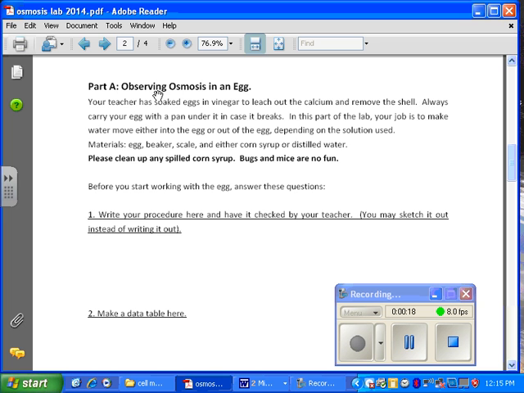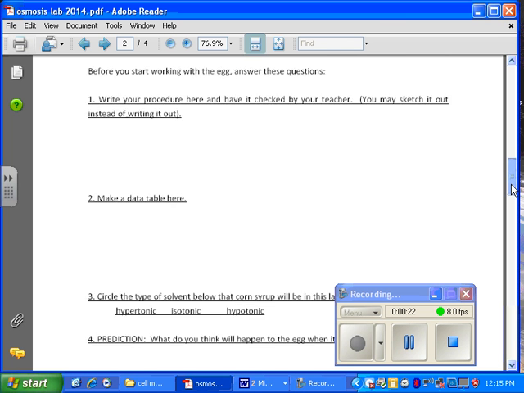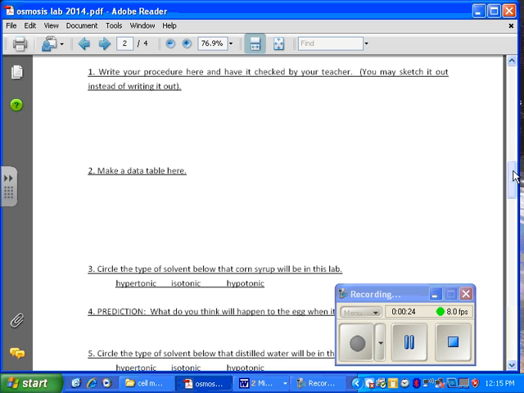We're going to start with observing osmosis in an egg. The first thing to do is to write your procedure. When you watch the video of the procedure, you can write that down. Basically, we're taking eggs that I've already taken the shell off of, and then you're going to weigh the eggs, put them in beakers, and in one beaker you put corn syrup, and in the other beaker you put distilled water.